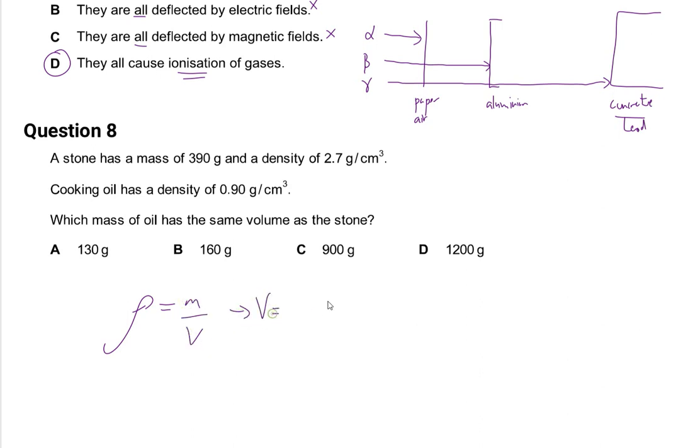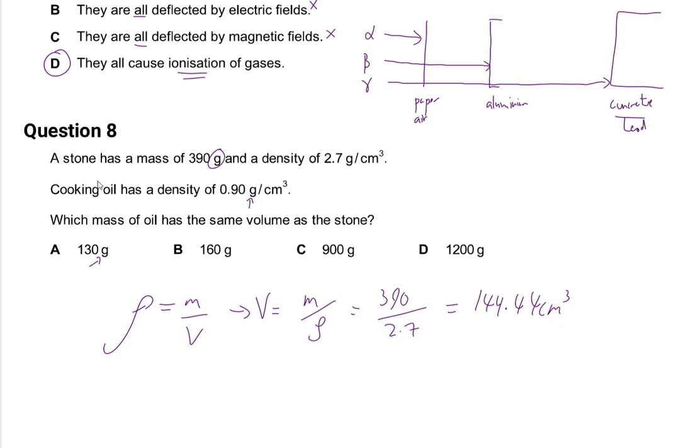Let's work out the volume. So it's going to be mass over rho. Now the mass you know is 390. Now why am I not converting it? Because density is in grams, and the answer you see is already in grams, so I'm not going to convert anything yet. So this divided by this will give me 144.44 centimeter cube.